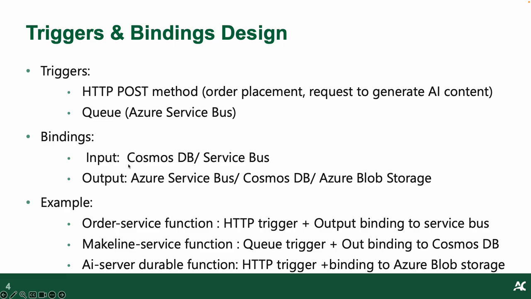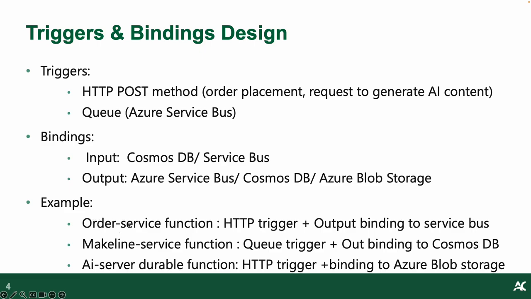For the other bindings, we also have an input binding for Cosmos DB and Service Bus. For the makeline service, it would be consuming the message from the service bus. So it would be triggered by the queue. It would have an input binding to the service bus, but the output binding would be to Cosmos DB, because the makeline service would be storing the orders to the Cosmos DB.